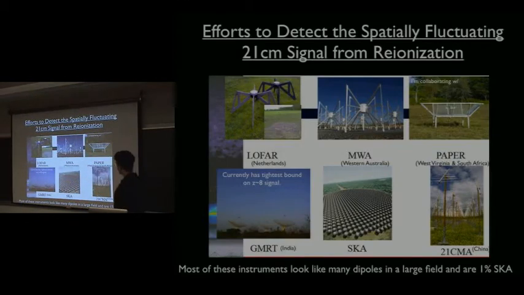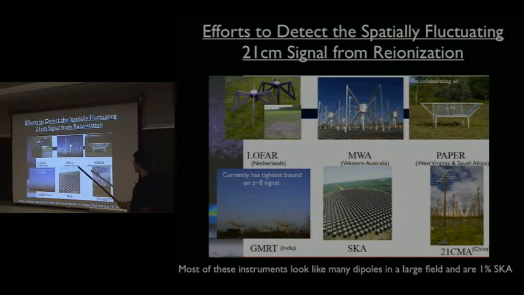In terms of the instruments going after the fluctuating signal, it's really become a worldwide effort. There are many instruments that are going after the signal on a variety of continents. You guys, of course, are familiar with GMRT, which Wei-Li and his group have been involved with. Wei-Li also built the 21 centimeter array. But in general, most of these instruments look like a bunch of dipoles in a field. They're not the prettiest instruments.